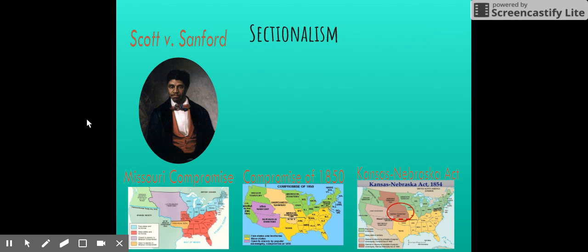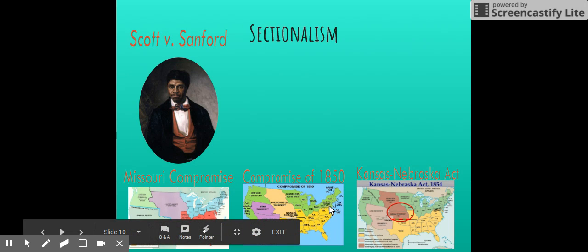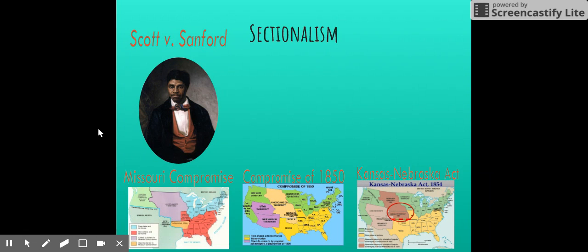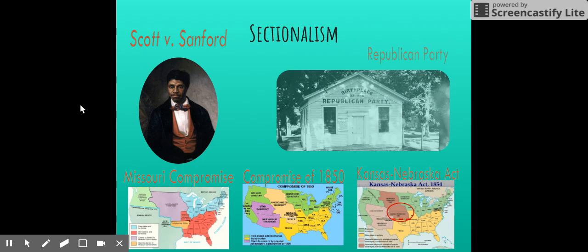With sectionalism, a couple of other items we studied, the Supreme Court case of Scott versus Sanford, and that the Supreme Court is basically saying slaves can't sue anybody. And secondly, what they're saying is that slavery can kind of exist anywhere, and they're saying that in the Kansas-Nebraska Act and also in Scott versus Sanford, and that means that the federal government is basically saying we can't control where slavery exists and doesn't exist. The other big thing is the formation of the Republican Party, a party dedicated to not having slavery spread into those new territories as well.